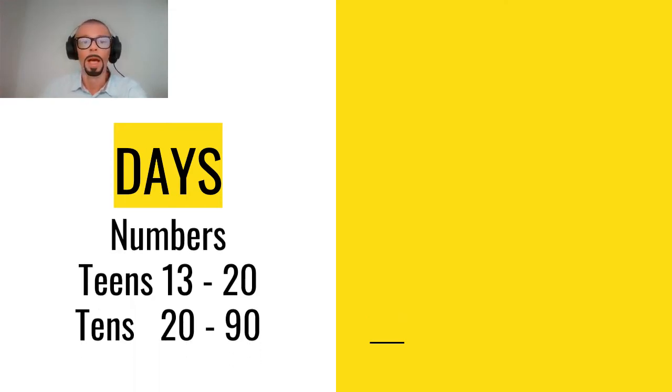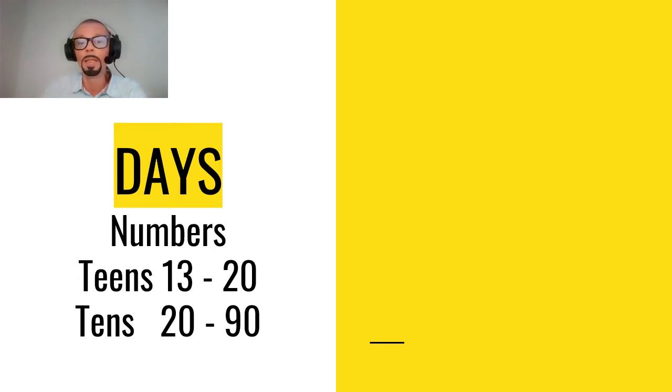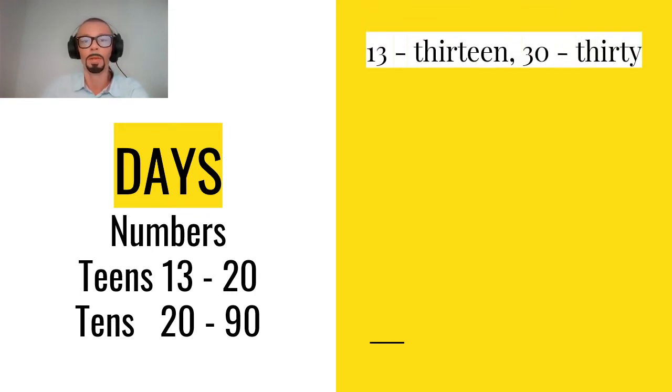Next, let's speak about the days. Days usually have numbers from 1 to 31. Some of the months have 30 days, some of the months have 31 days, and only 1 month, February, has 28 or sometimes 29 days. And so days are numbers 1 to 31. Since we already revised numbers 1 to 12 with months, let's speak about so-called teen numbers from 13 to 20 and ten numbers from 20 to 90. There is a big difference.